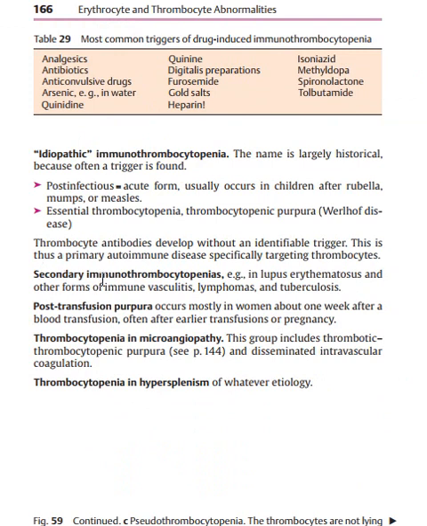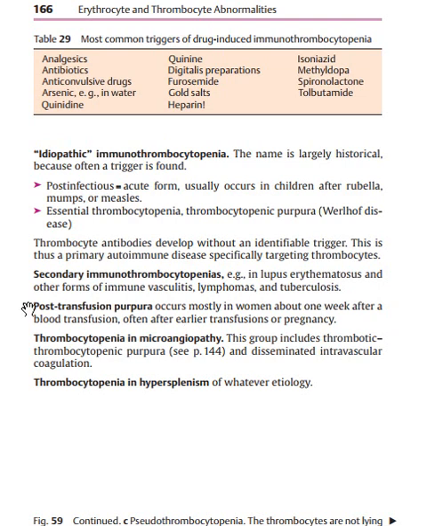Another case is secondary immunothrombocytopenia. It occurs in lupus erythematosus, and other forms are immune vasculitis, lymphoma, and tuberculosis. In systemic lupus erythematosus, antibodies are targeted against the thrombocytes, resulting in immunothrombocytopenia. In vasculitis, also, antibodies are targeted against the thrombocytes, and it is the same with lymphoma and tuberculosis.